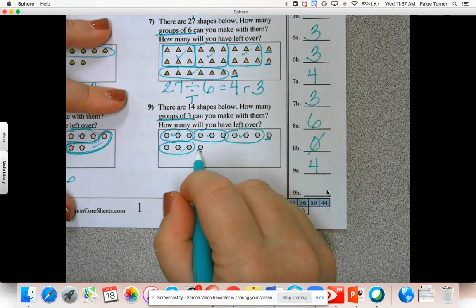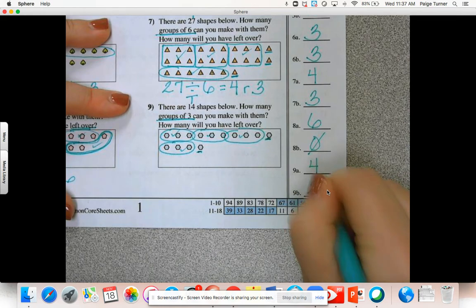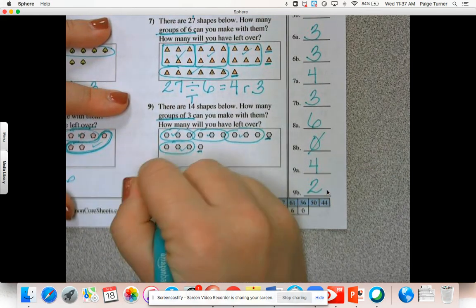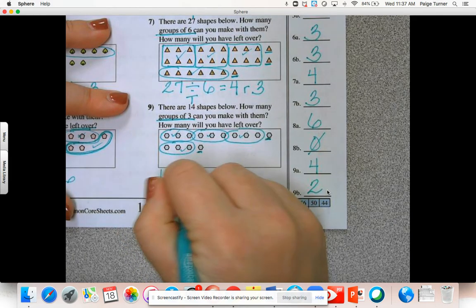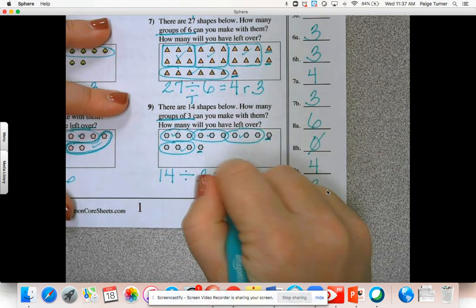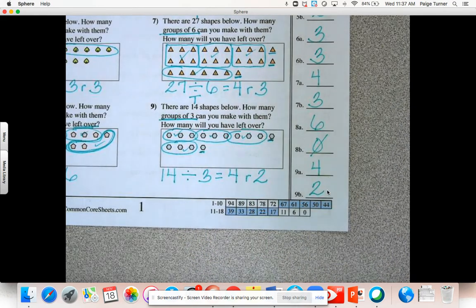And then look, how many shapes were left over? 1, 2. We had 2 shapes left over. So if we were to write this as a division problem, that would be our total, which is 14, divided by groups of 3, and that gave us 4 groups with a remainder of 2 shapes left over. So that's 14 divided by 3, which equals 4, remainder 2.